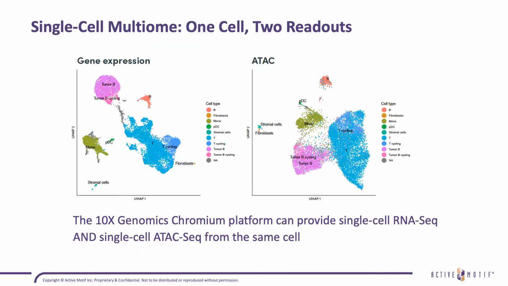There are several techniques for performing single-cell sequencing. The most popular one today is the 10x Genomics Chromium platform, and that's the system I'll be speaking about here.